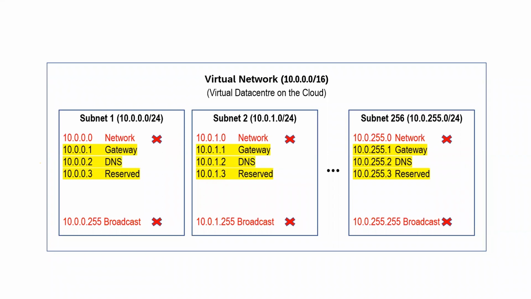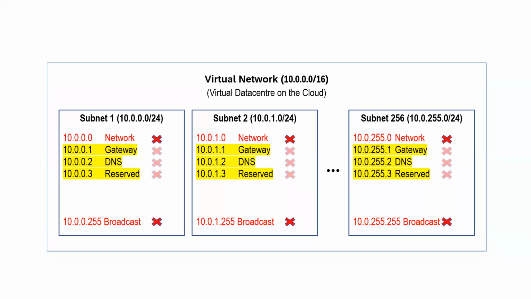In our case, for example, for subnet number 1, 10.0.0.0, the 10.0.0.1 will be used as the gateway IP of that subnet. The second will be used as your DNS. And the third is reserved by the cloud service provider. In our case, it is reserved by Azure. It will be used by them. You cannot use these IP addresses for your general usage.